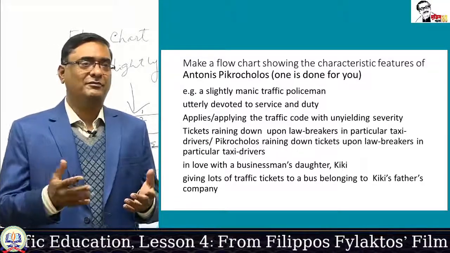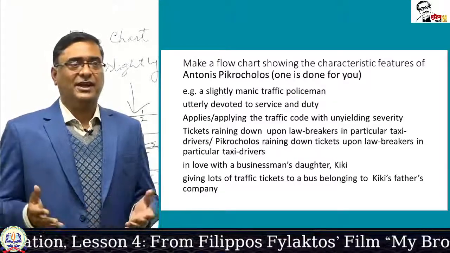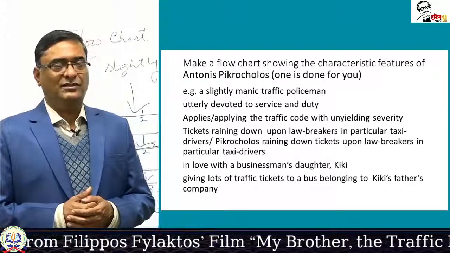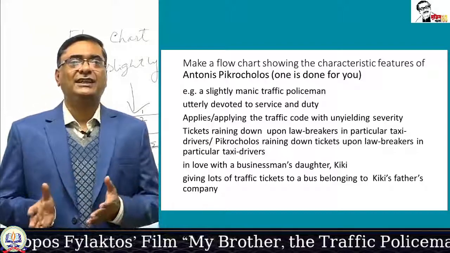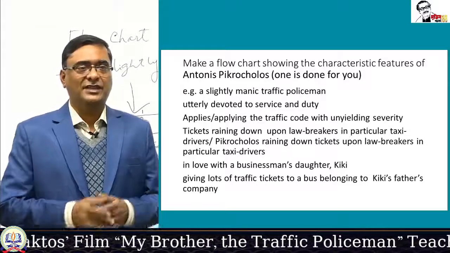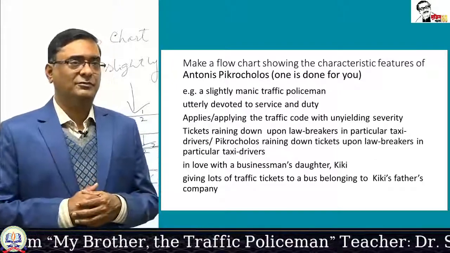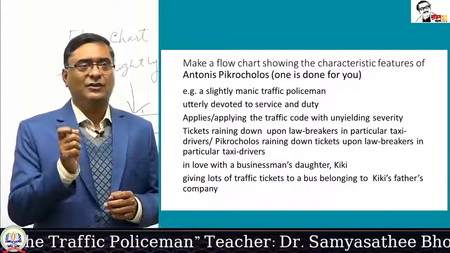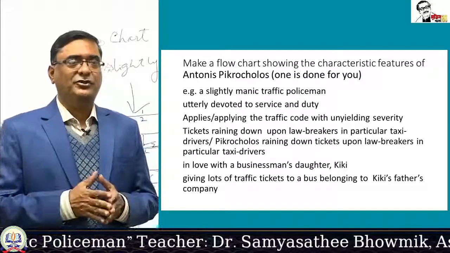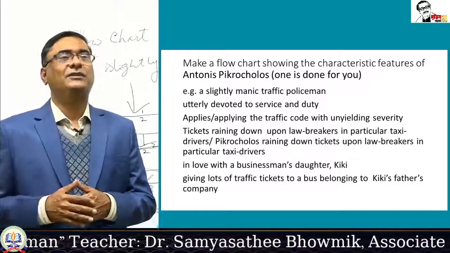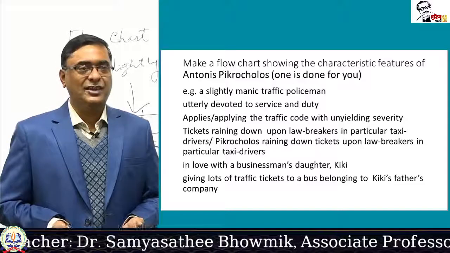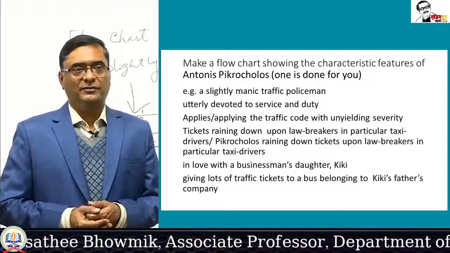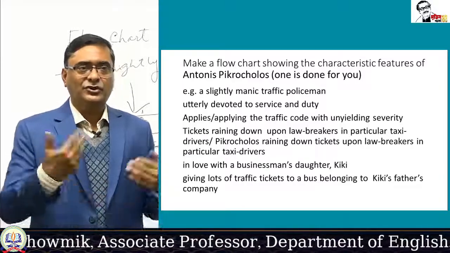Or you can also make a kind of change in this phrase. Sometimes you are supposed to make some changes in writing a phrase. Picroclus raining down tickets upon lawbreakers, in particular taxi drivers. Look at this example very attentively. Picroclus, if I use a single auxiliary verb like is, Picroclus is raining down tickets, then it will be transformed into a complete sentence. So I have just omitted the auxiliary verb, and when I have omitted the auxiliary verb, then it has become a phrase.